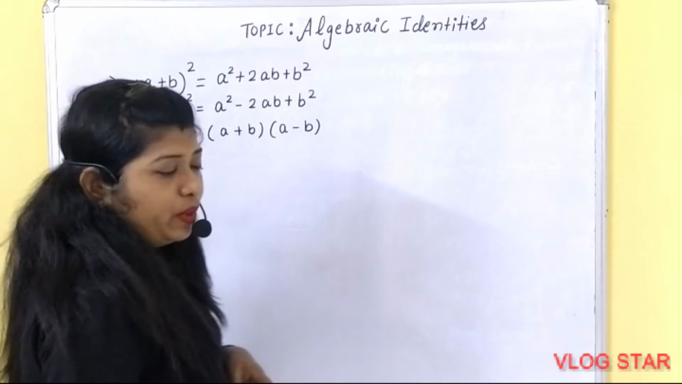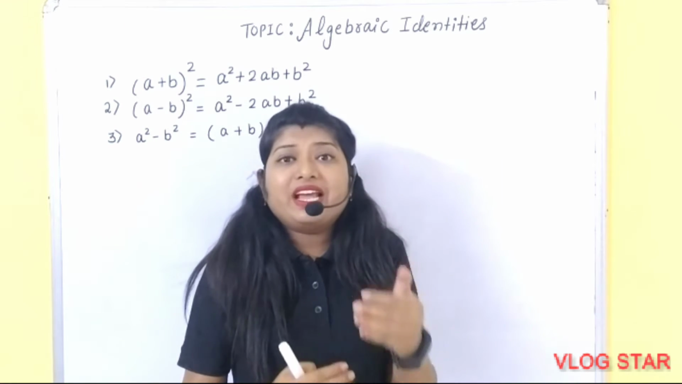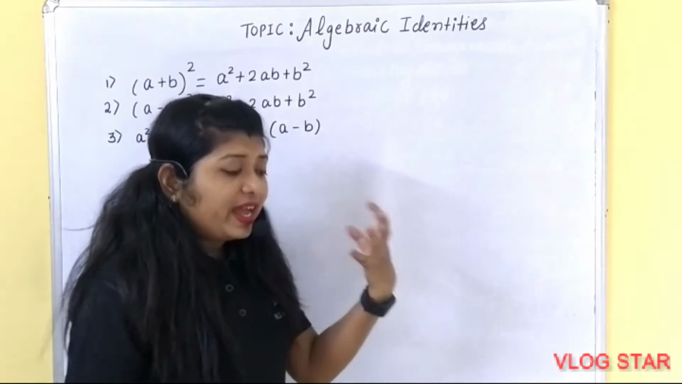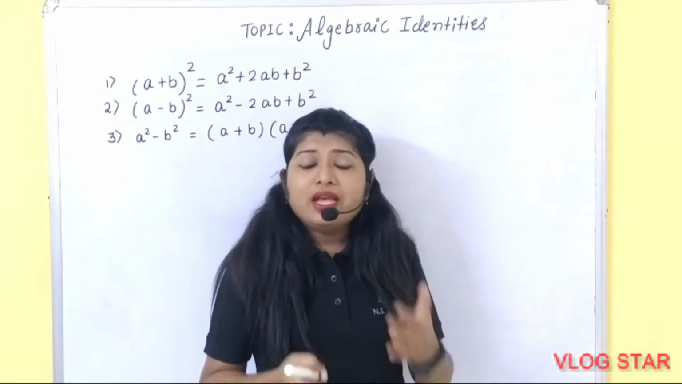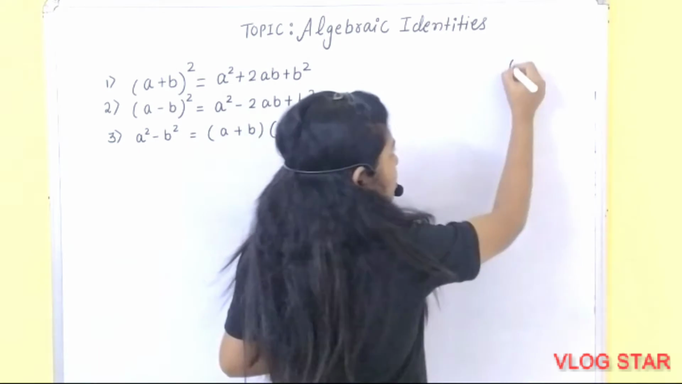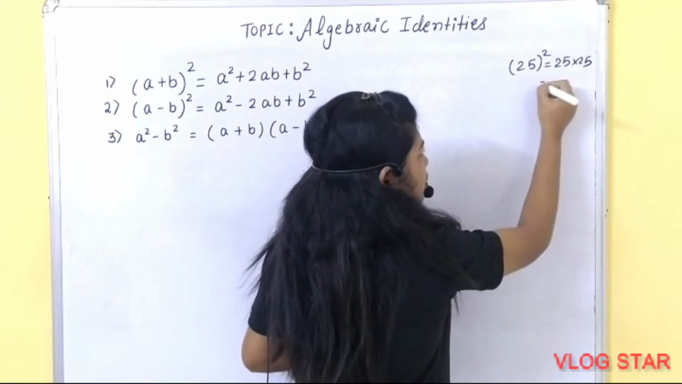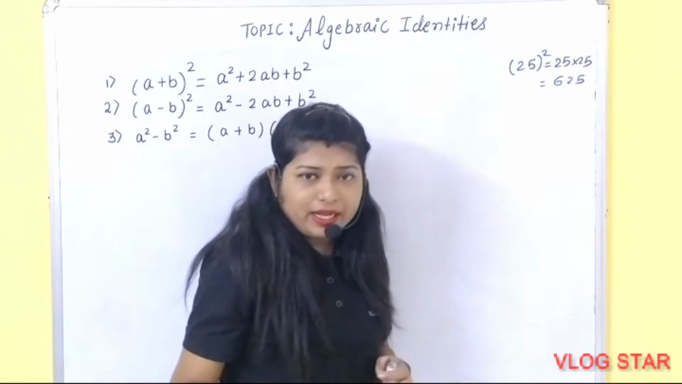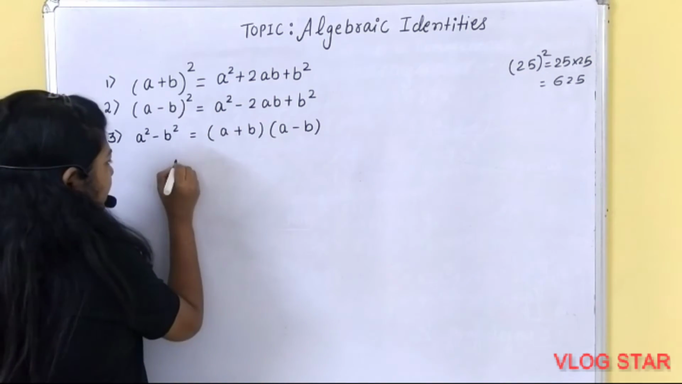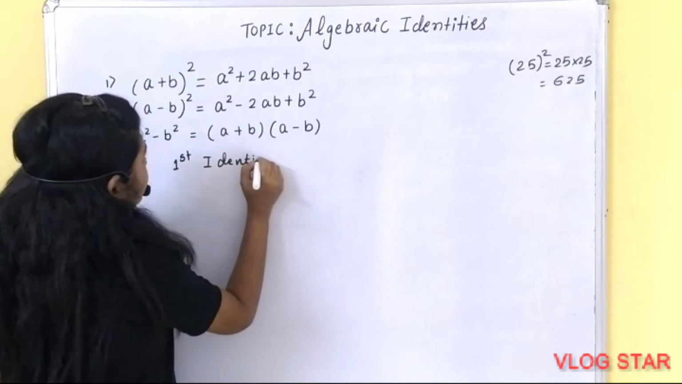Now in today's lecture, we are going to perform the derivation, or you can say the proof, for these. If I ask you how to find the square of any term, what do you need to do? If I ask you to find the square of 25, you will simply write 25 into 25, which is equal to 625. Am I right? So to understand this formula, let's consider the first identity. I'll show you the proof.